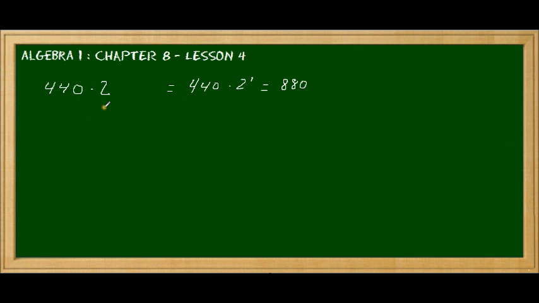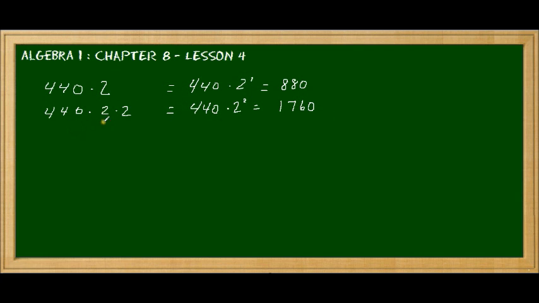Now notice we also have 440 times 2 times 2. So we could illustrate that here. Now that would be equal to 440 times 2 to the second power, or 2 squared. Okay, let's write it well. And that's going to be equal to 1760.